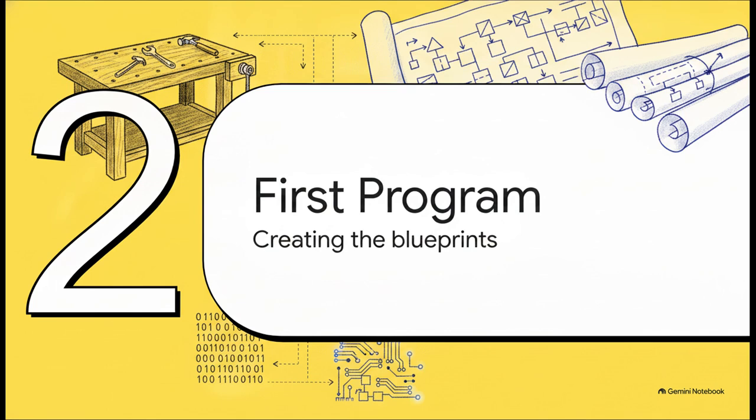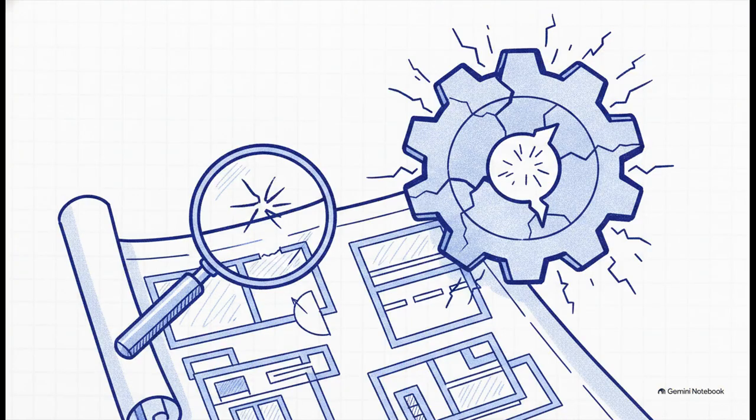Moving on to section 2, writing your first program, creating the blueprints. Okay, so you've got your workbench. Now it's time to start writing those actual instructions. But there's a really crucial catch here. You absolutely have to understand something called syntax. Syntax is basically the exact rules and grammar computers need to understand you.